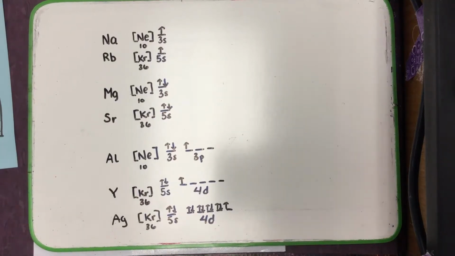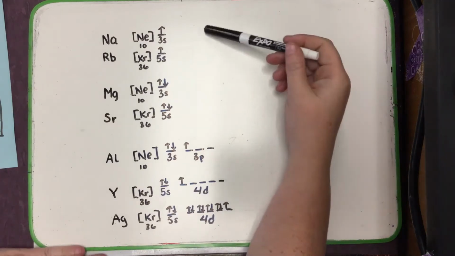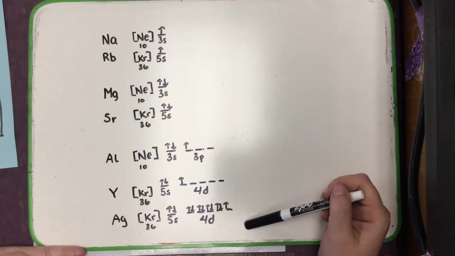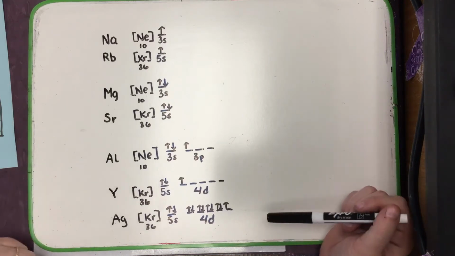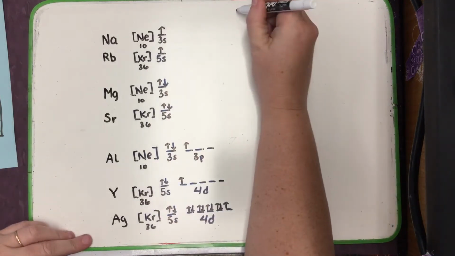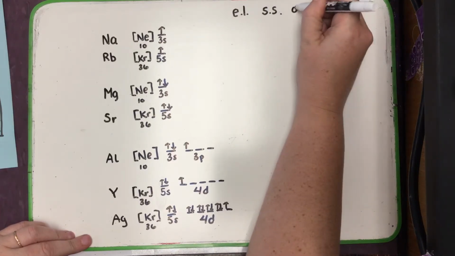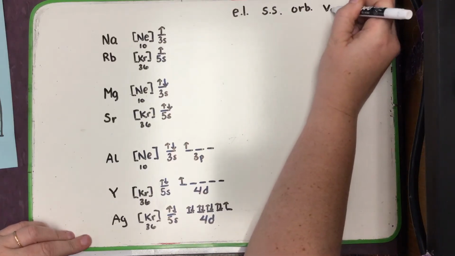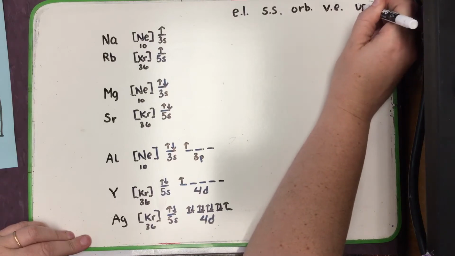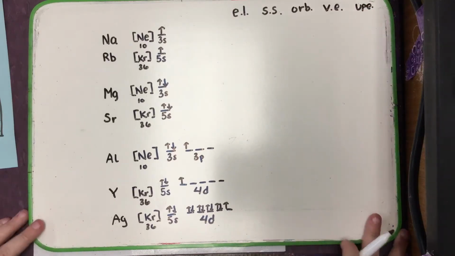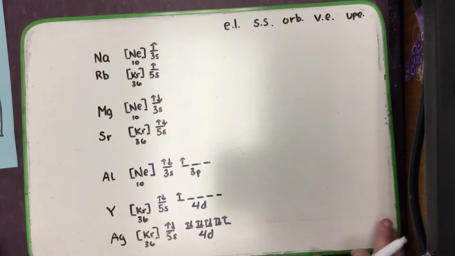Now that you've had some practice drawing out some more of these shorthand electron configurations and orbital notations, we're going to look at the ones that you should have drawn out. We're going to check your answers, but we're also going to count things like the energy levels, subshells, orbitals, valence electrons, and unpaired electrons for each of these. And we're going to start looking for some patterns.